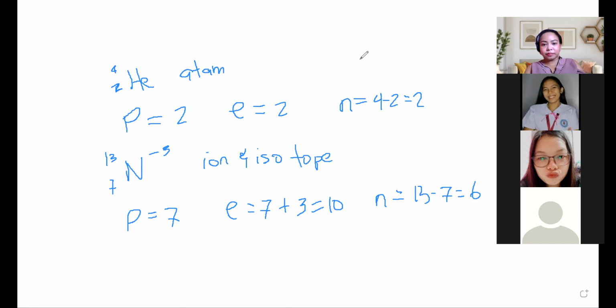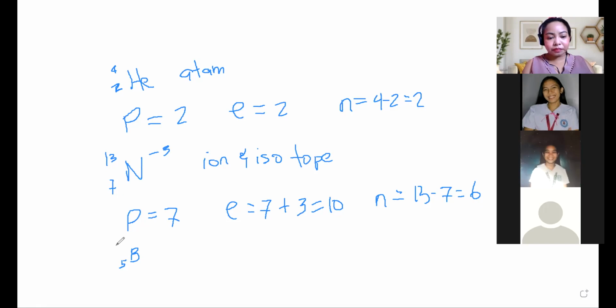Am I clear? Yes, ma'am. That is just how we determine if it is a simple atom, an ion, or an isotope. That is based on their numbers here. How about if we have boron? What is the atomic number of boron? 5, ma'am. Say, for example, this is 11, and this is positive 3.